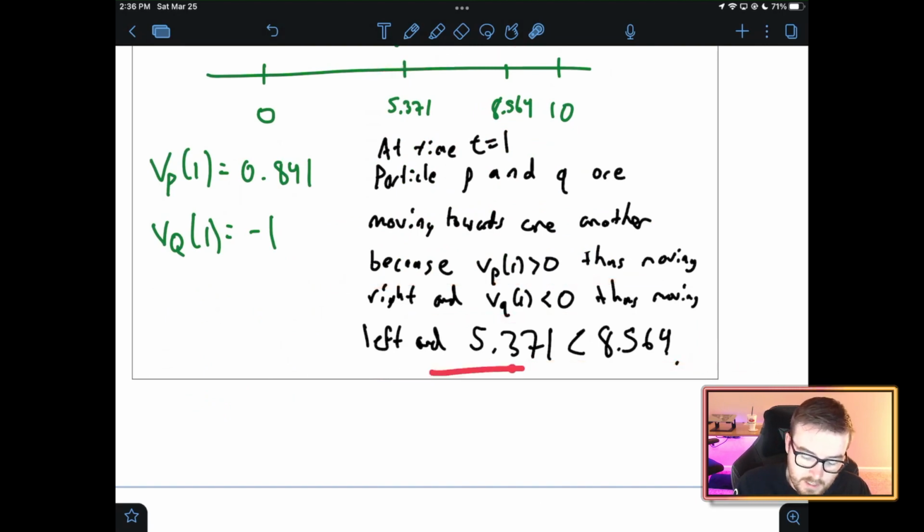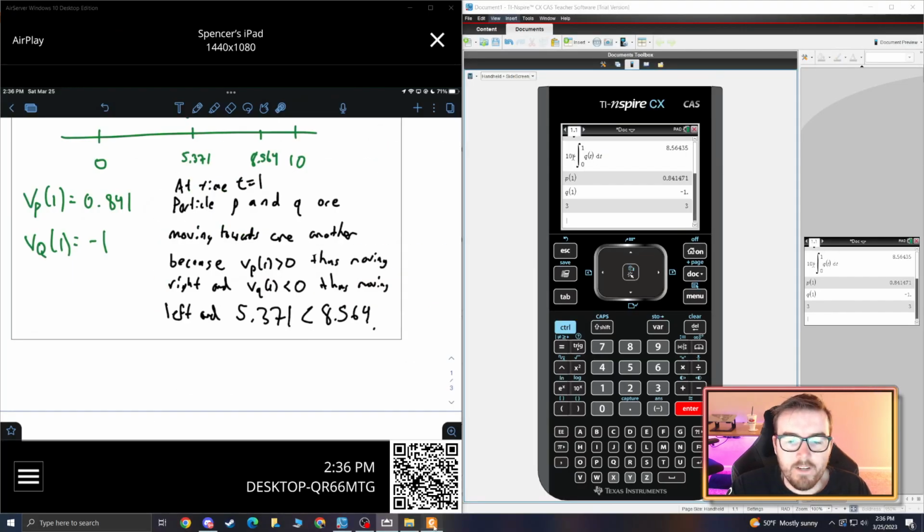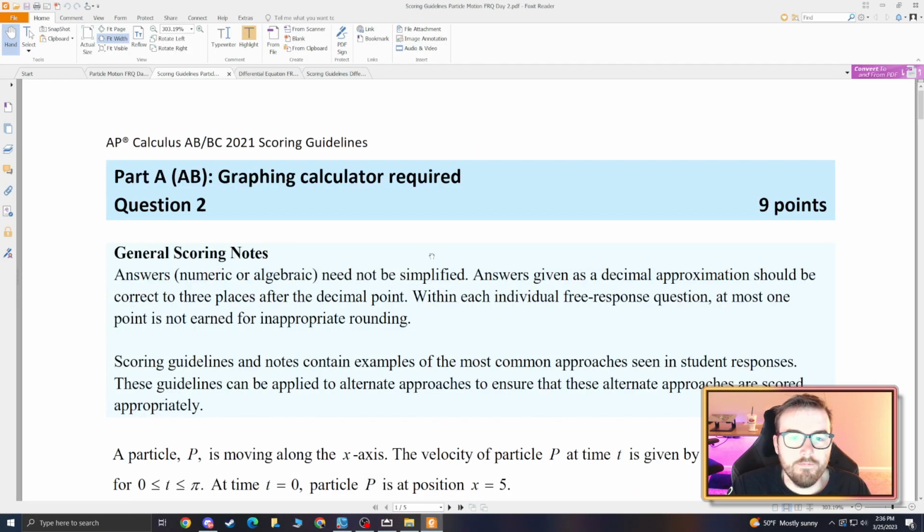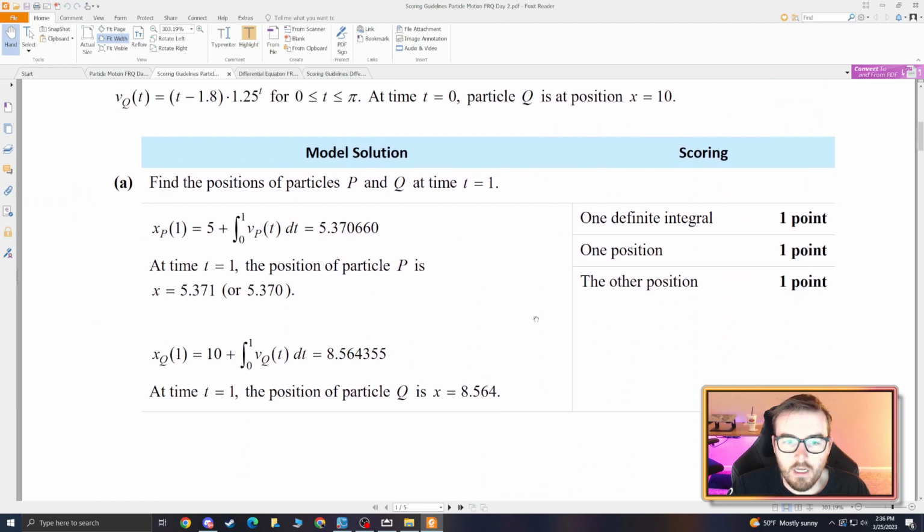Okay? So this is to the left of this. This is moving right. This is moving left. So, yep, they're coming together. All right. If I look at the key for that, just to show you, well, I forgot to show you the key for the first one.